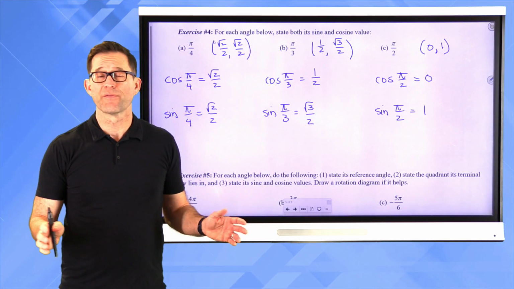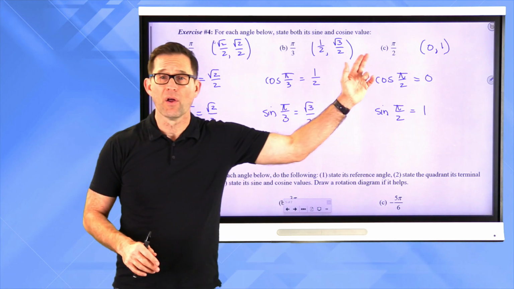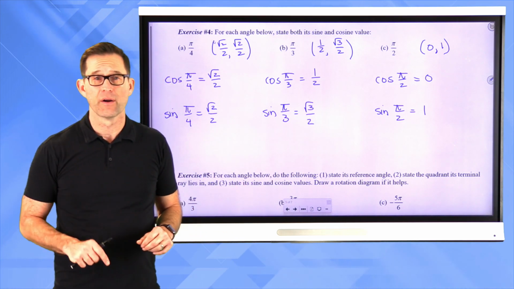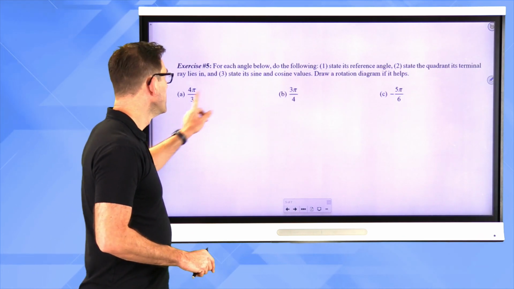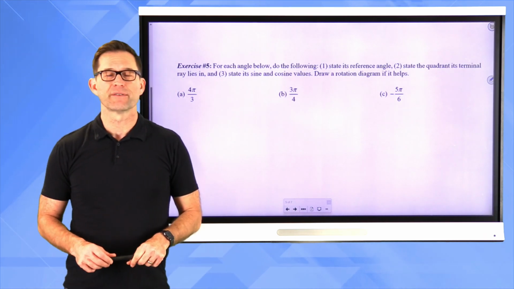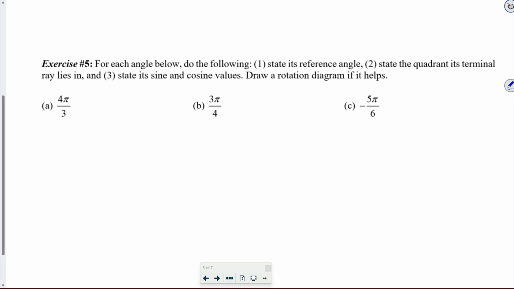Now, those are just those first quadrant angles along with that 90-degree angle there at pi over 2 radians. But now let's use those to think about exercise number 5. For each of the following angles below, do the following. 1, state its reference angle. 2, state the quadrant its terminal ray lies in. And 3, state its sine and cosine values. Draw a rotation diagram if it helps.